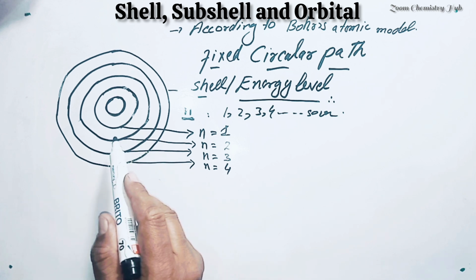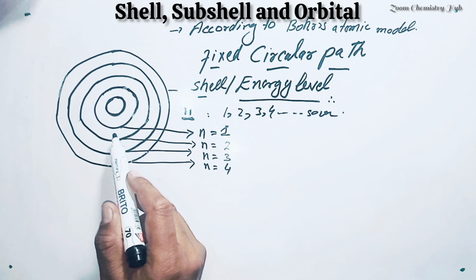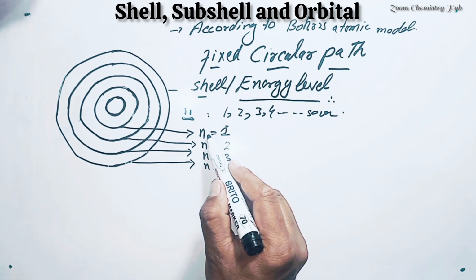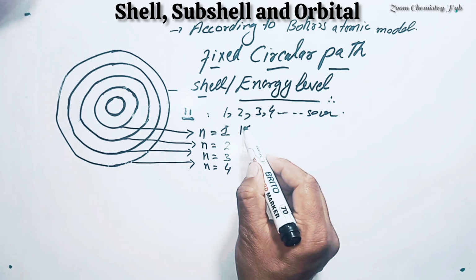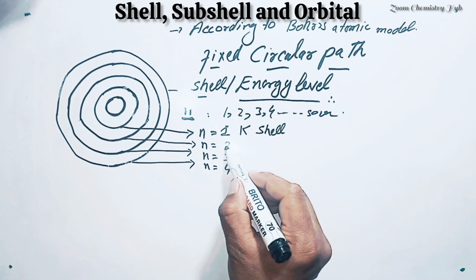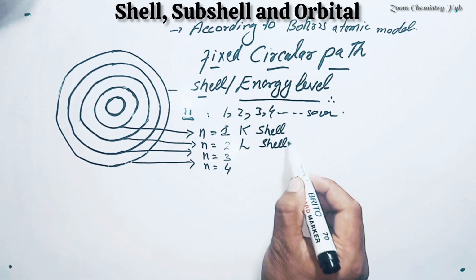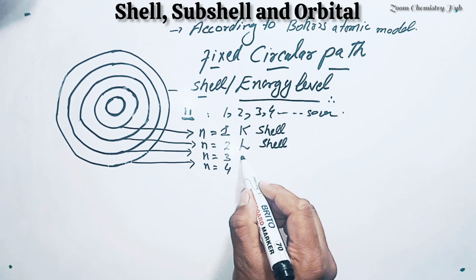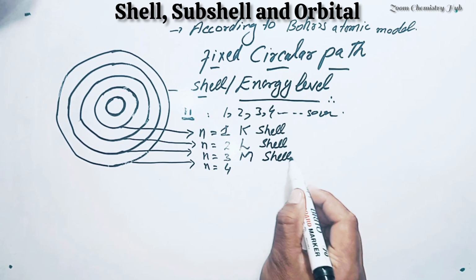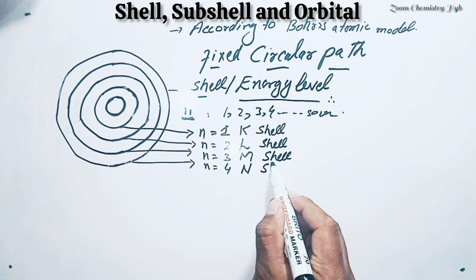And these shells are also represented by alphabets. When n is equal to 1, this is the K shell. When n is equal to 2, this is the L shell. When n is equal to 3, this is the M shell. And when n is equal to 4, this is the N shell.